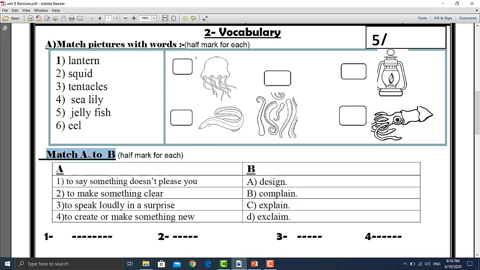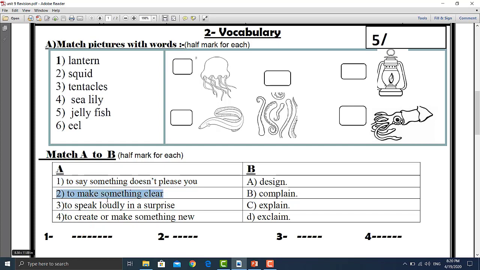Match A to B. Okay. Let's start with number one. To say something it doesn't please you. Where is the answer? Design, complain, explain, or exclaim. Excellent. Complain. B. So number one will be B. Write the letter B here.